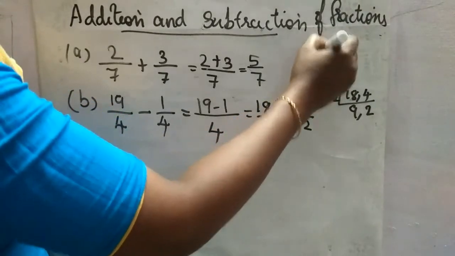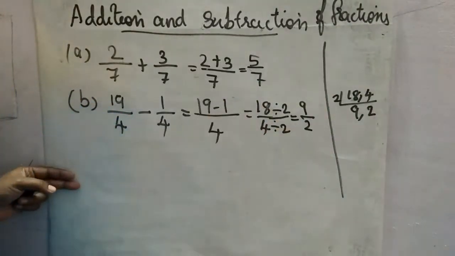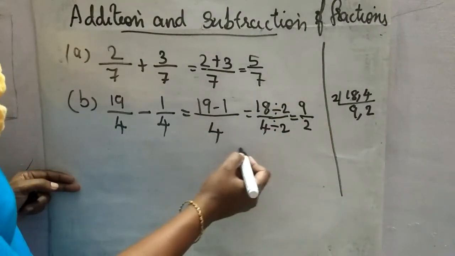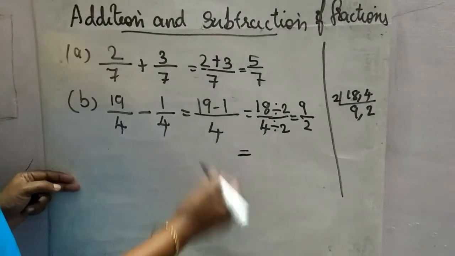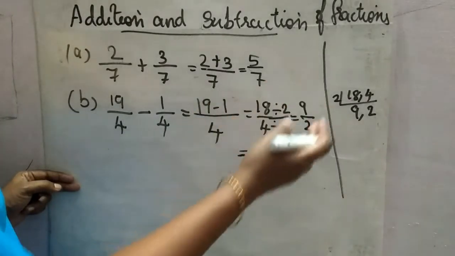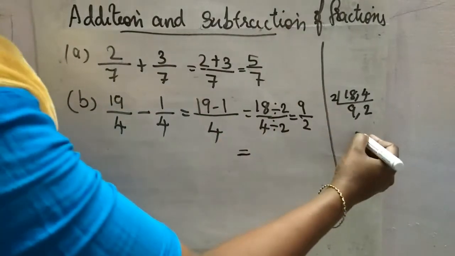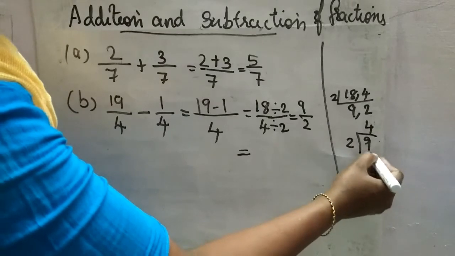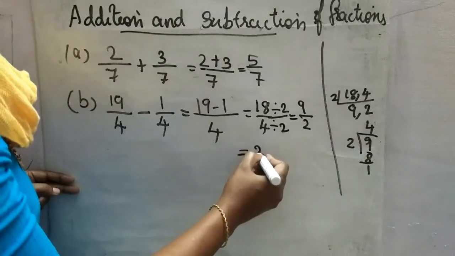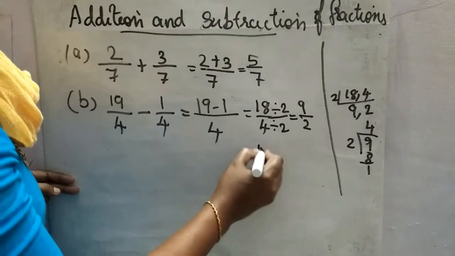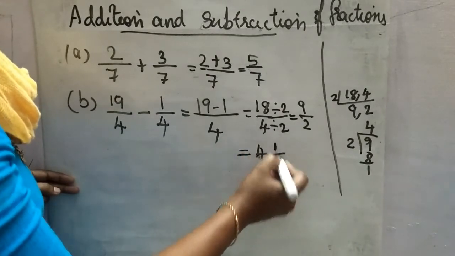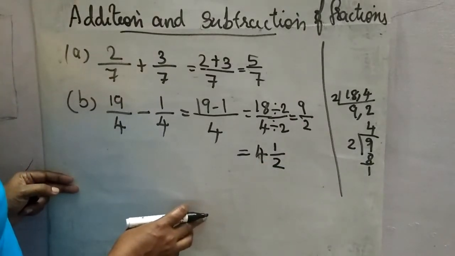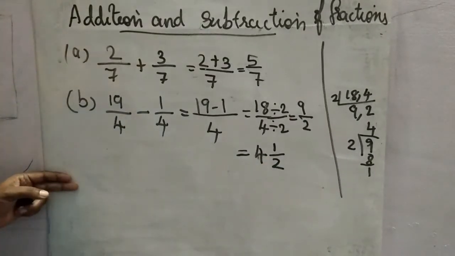Now look here. It is an improper fraction. So convert it into a mixed fraction. How will you convert this improper fraction into a mixed fraction? Yes, we can divide 9 by 2. It is 4 times 2 is 8 and remainder 1. So the quotient is 4, the remainder is 1 and 2 is the divisor. So, 4 and a half.